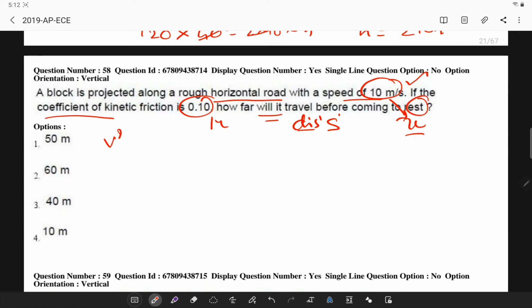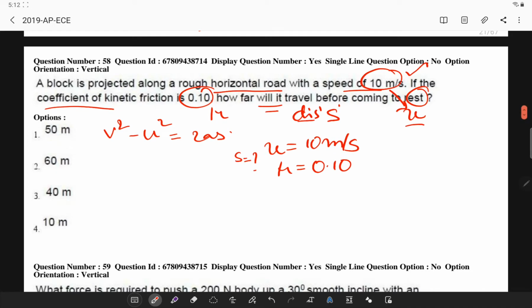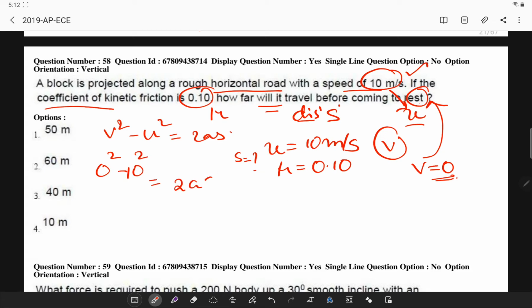So as per Newton's laws of motion, we have v square minus u square is equal to 2as. In this case, the initial velocity is given as 10 meters per second, and mu is 0.10. S is to be calculated. If you observe, finally it is coming to rest, therefore v will be 0. So I can simply substitute 0 square minus 10 square is 2 into a into s.